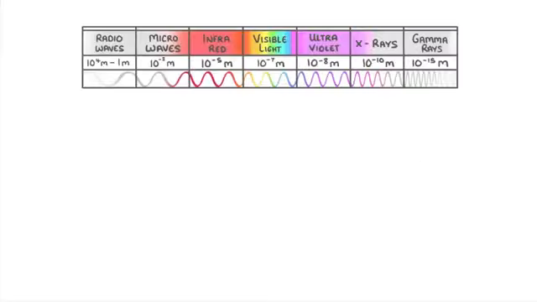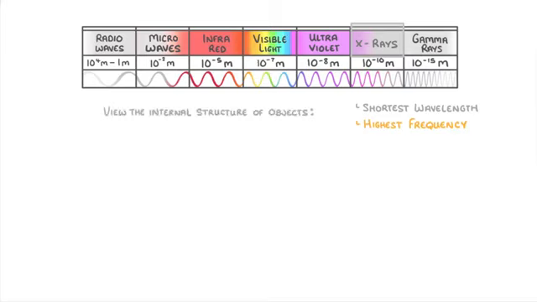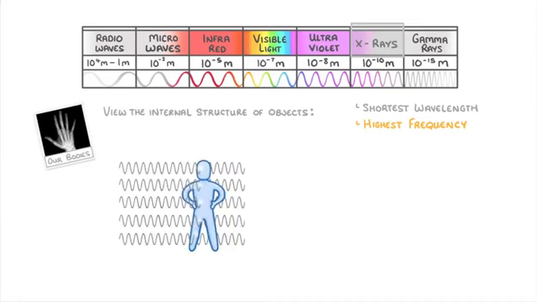In today's video, we're going to look at the uses of X-rays and gamma rays, which have the shortest wavelength and the highest frequency of all the electromagnetic waves. If we start with X-rays, their main use is to help us view the internal structure of objects, including our own bodies. The typical X-ray machine, like you get in a hospital, works by firing X-rays through a person's body and recording the ones they get through using a detector plate.